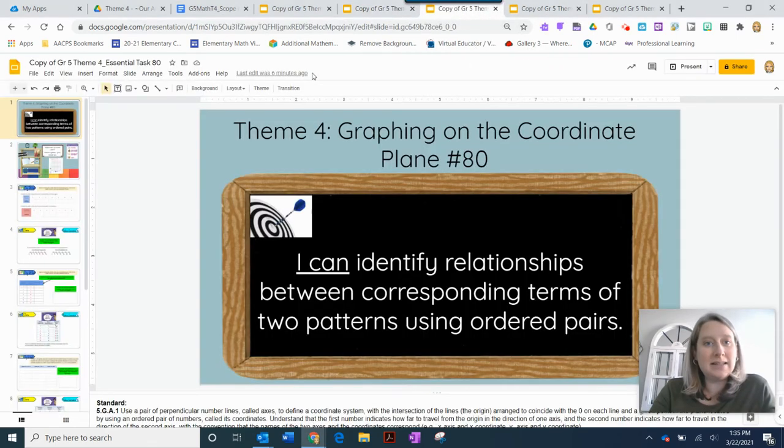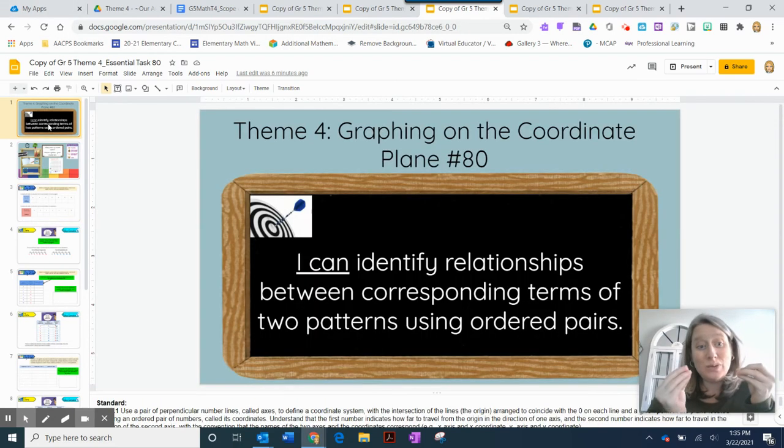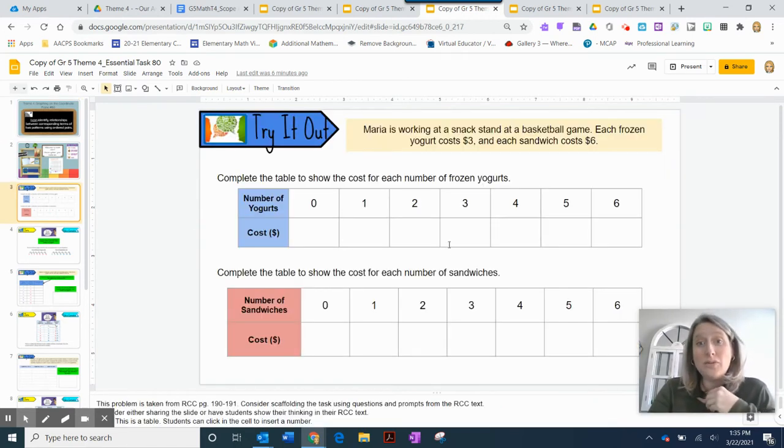All right, essential task 80. We're going to take a step back from the coordinate plane for one second and look at some patterns. This is that OA standard, because OA3 is really interconnected with 5G2. So how can we look at corresponding terms and patterns, and how does that relate to ordered pairs? In this lesson, they're looking at two different patterns together and how they're related. For example, they're comparing the cost of frozen yogurts to the cost of sandwiches, completing the table for each and noticing the pattern for each.